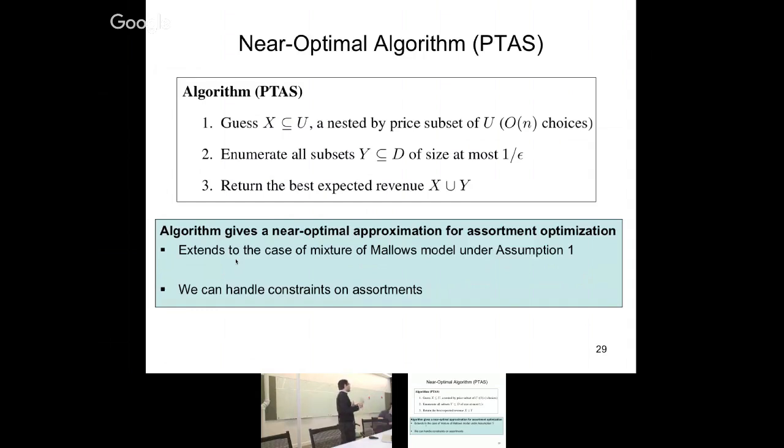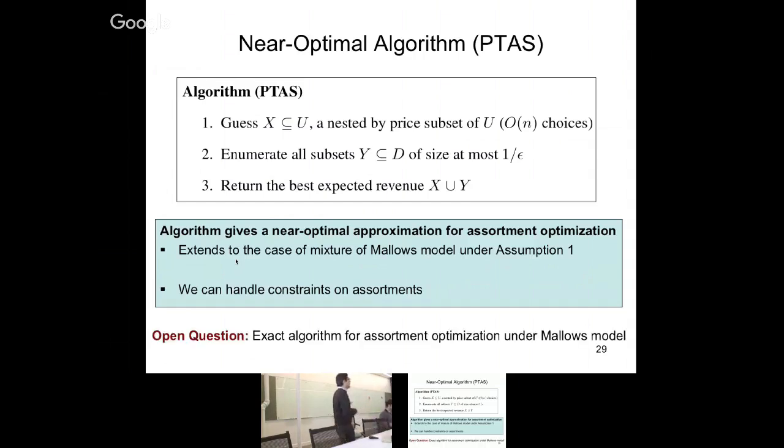What we want to push upon is the structural results about the probabilistic claims and properties of the Mallows model, and also the ideas that we needed to develop the mixed integer programming formulation, to push towards an exact algorithm for the Mallows model. That's something that we don't know exists. So we don't have any hardness result about the Mallows model. And my conjecture is that we should be able to get an exact algorithm.